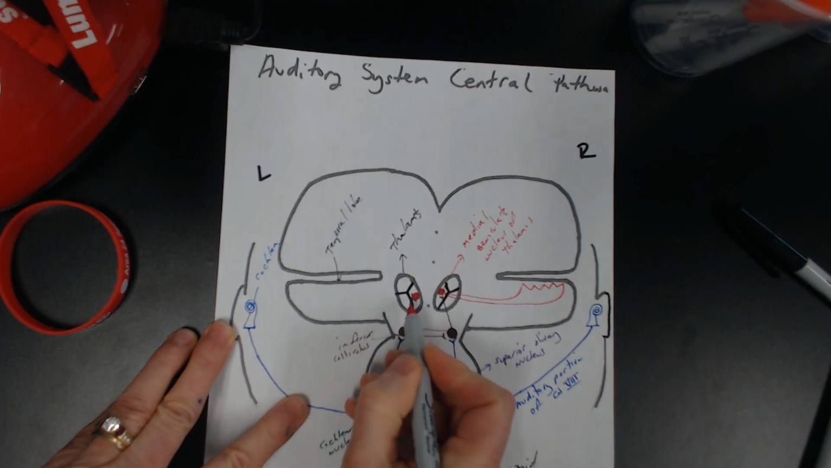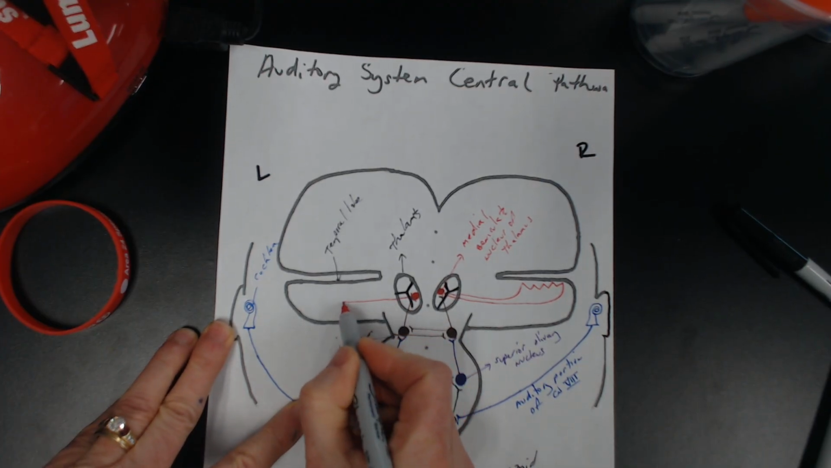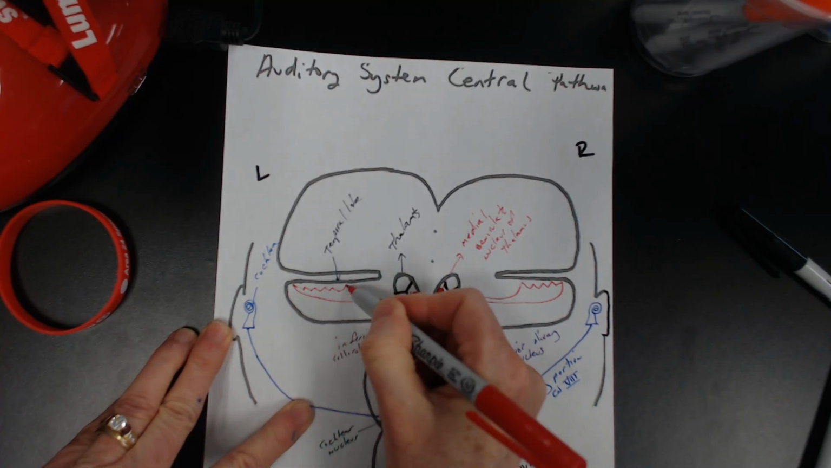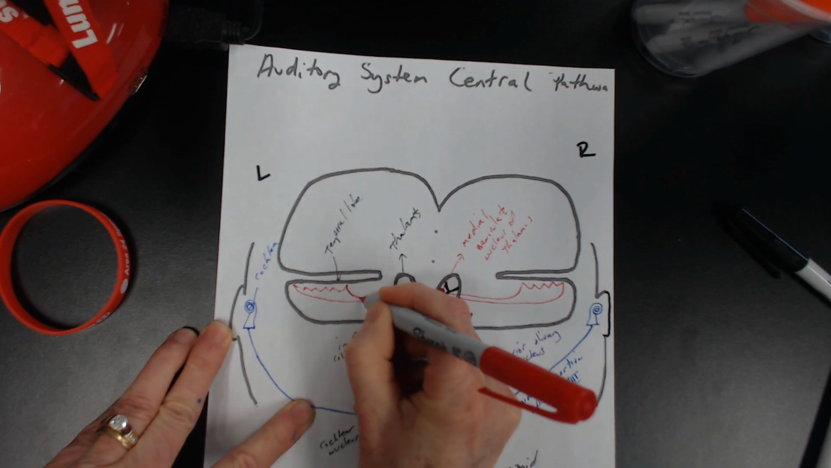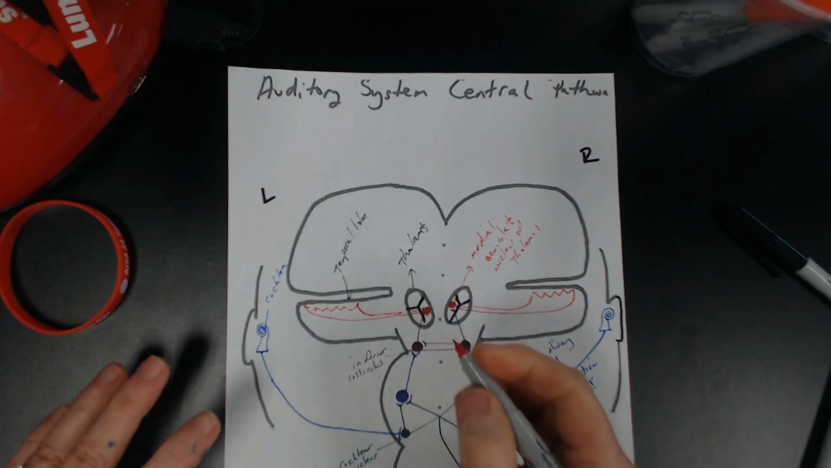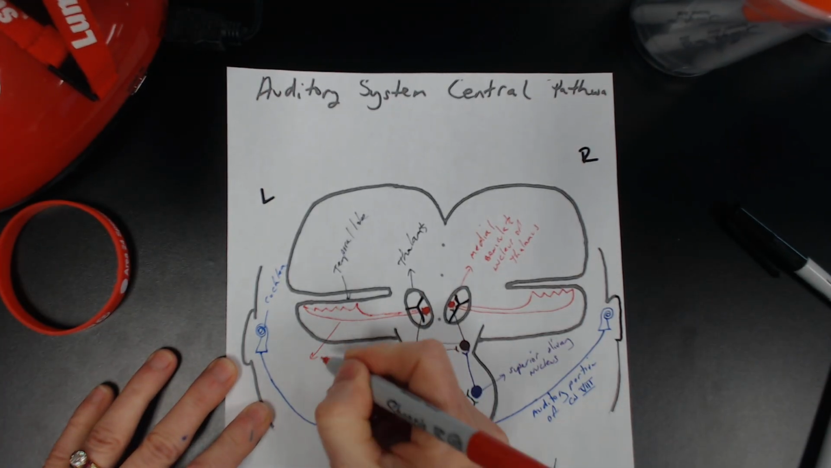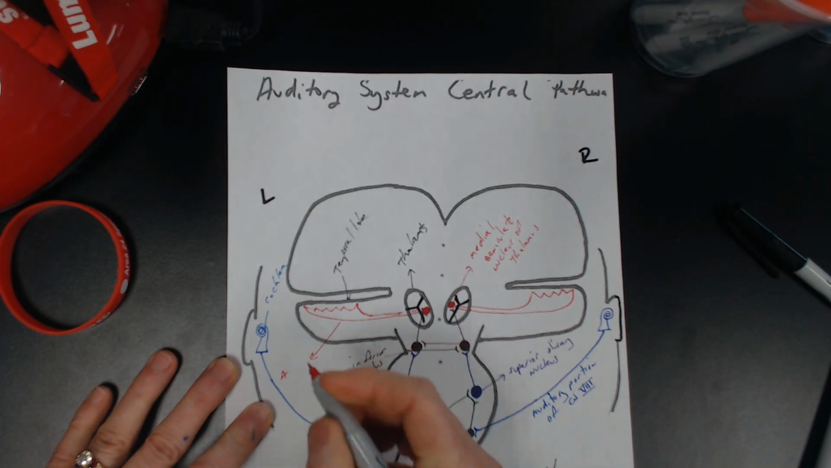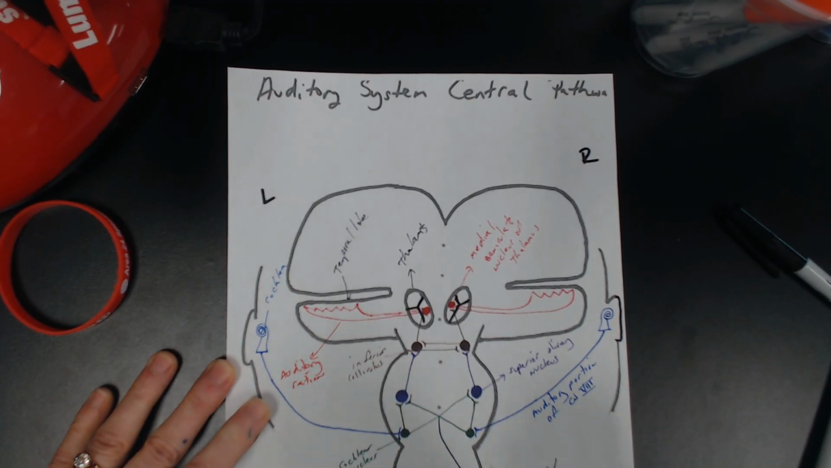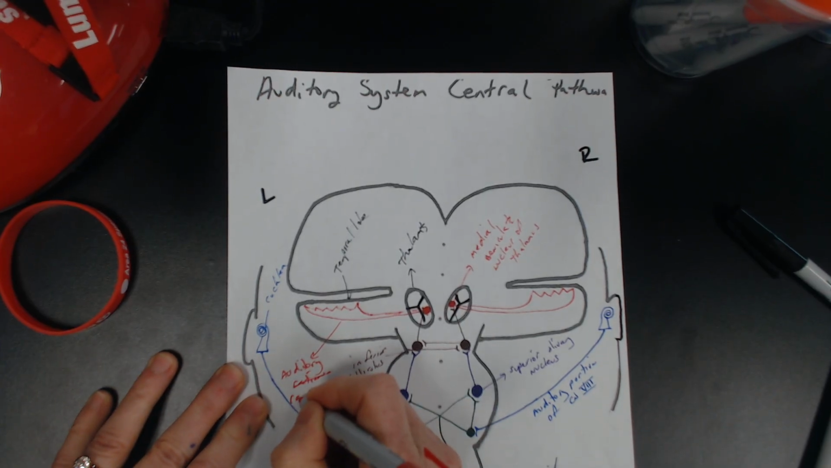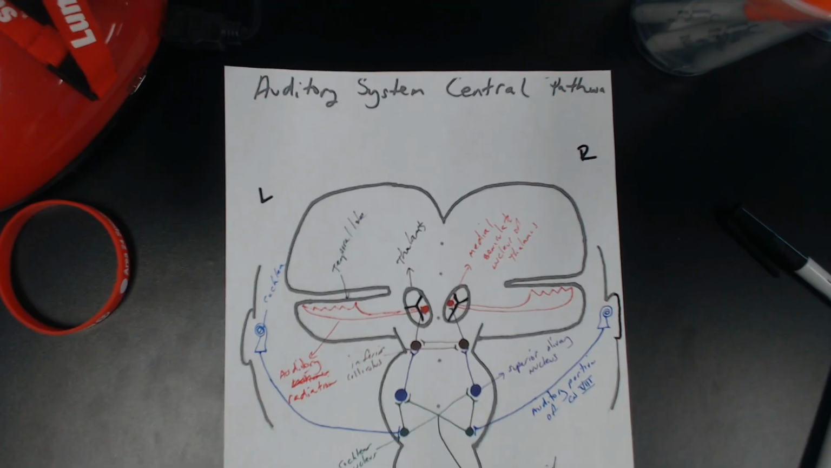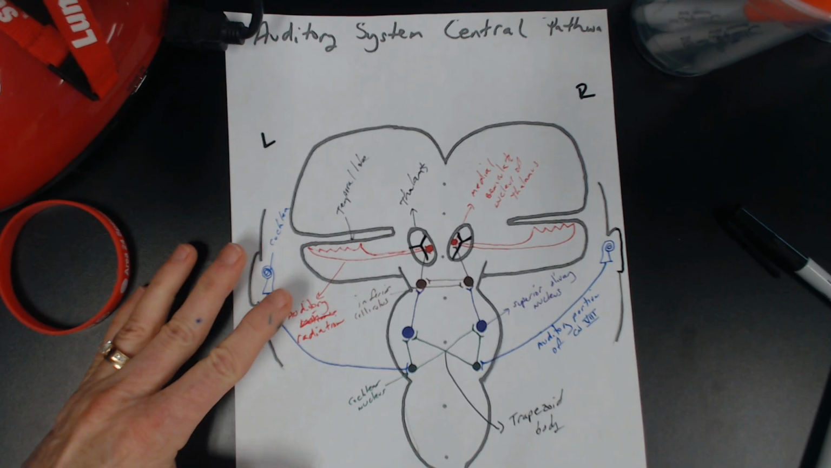Okay, so the medial geniculate nucleus sends out axons that travel in something known as your auditory radiation. And they synapse here in the temporal lobe. So this is your auditory radiation. So optic radiation for vision, auditory radiation for hearing. Whoa, I spelled that wrong. Radiation. Okay. And that's it. That's all you need to know.